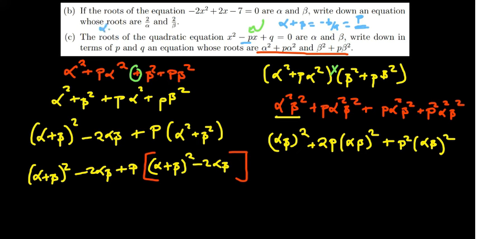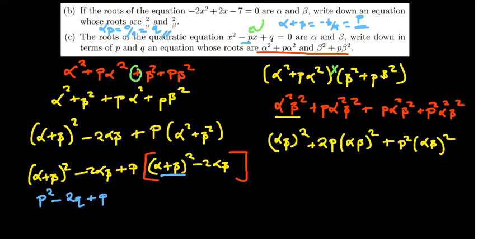Then for alpha multiplied by beta, now the product of the two will be able to give us c over a. So our c is equal to q, I believe. Our a is a 1, so we have p and q. We can substitute. So for addition, we have p, so we have p squared minus, so for alpha beta we have a q, so 2q plus p.